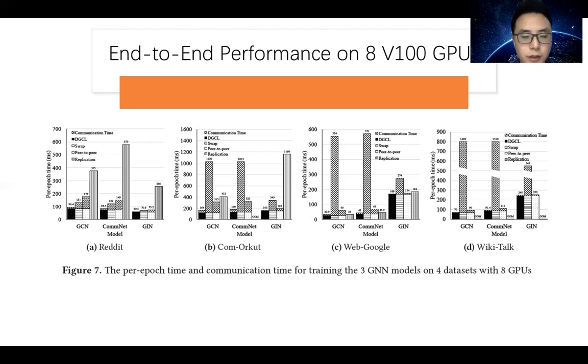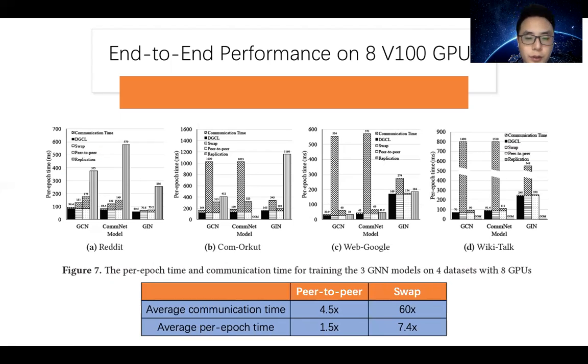On average across all graphs and models, the communication time of peer-to-peer is up to 4.5 times that of DGCL, while the swap is up to 60 times that of DGCL. The per-epoch time of peer-to-peer and swap are 1.5 times and 7.4 times that of DGCL. The replication baseline only has comparable performance on sparse graphs like WebGoogle.